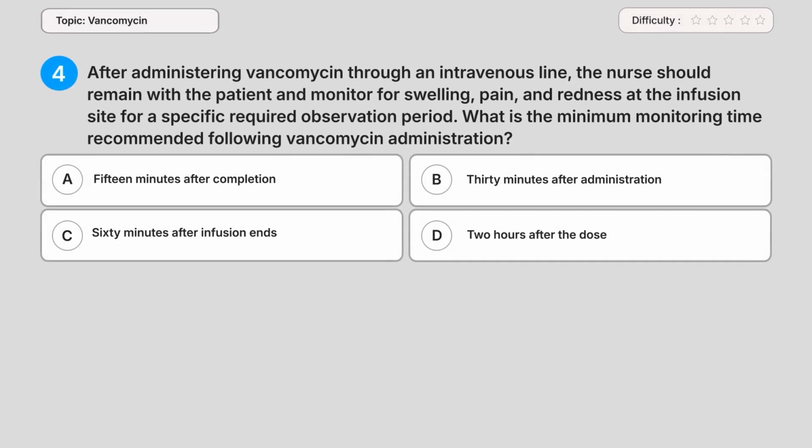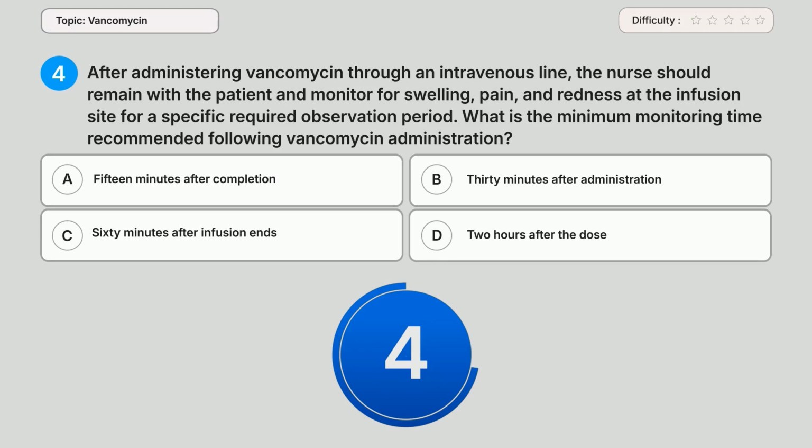4. After administering vancomycin through an intravenous line, the nurse should remain with the patient and monitor for swelling, pain, and redness at the infusion site for a specific required observation period. What is the minimum monitoring time recommended following vancomycin administration? A. 15 minutes after completion, B. 30 minutes after administration, C. 60 minutes after infusion ends, D. 2 hours after the dose.